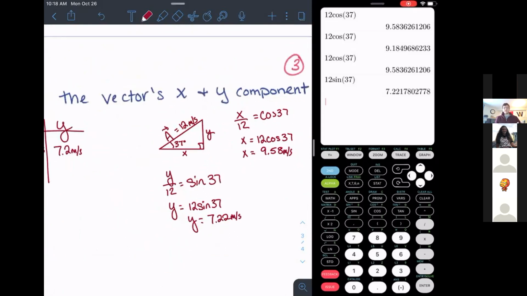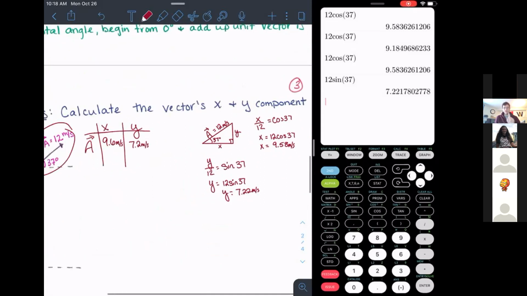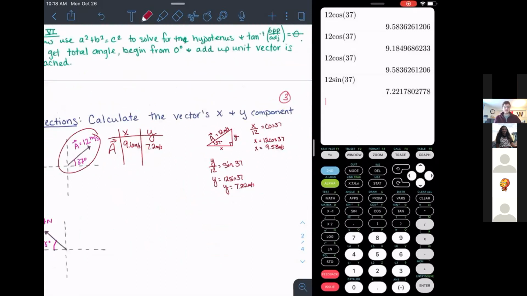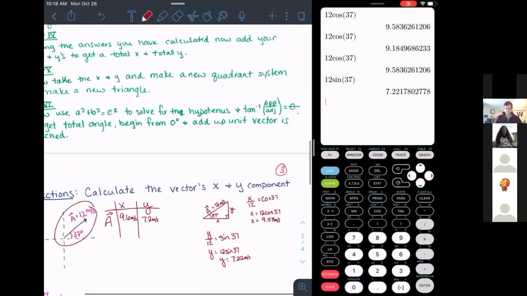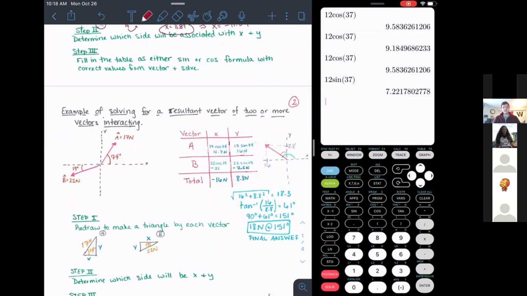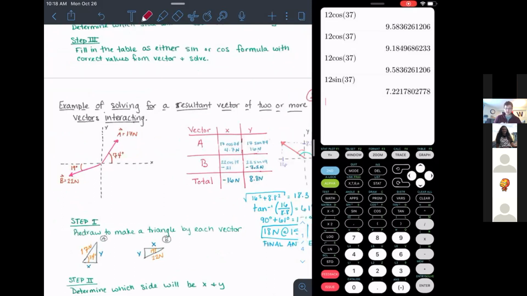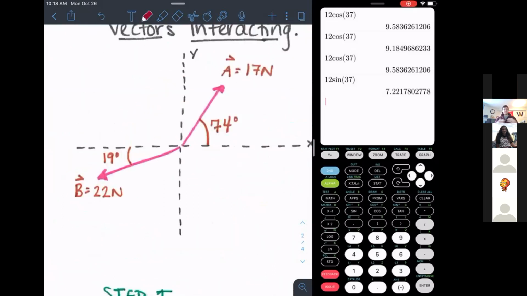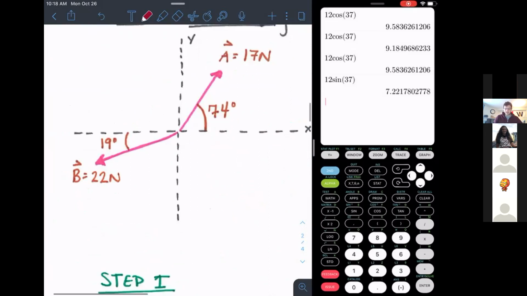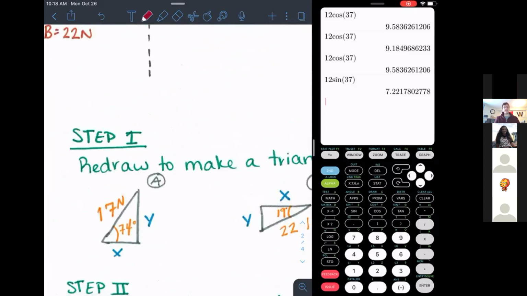Any questions on this one, or what you would be doing for these types of problems with one vector? No. Right, so let's add in some more vectors. We're going to go back up to page 2 now. We're going to be solving for the resultant vector of 2 or more vectors interacting. So now we have 2 vectors, or 2 magnitudes, in 2 different directions. We need to find our components in the x direction and in the y direction for both of these vectors.